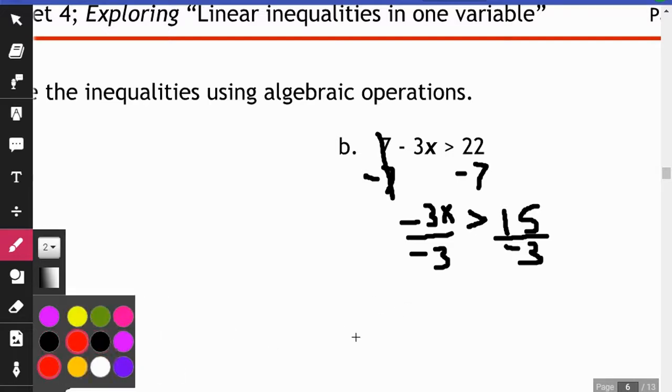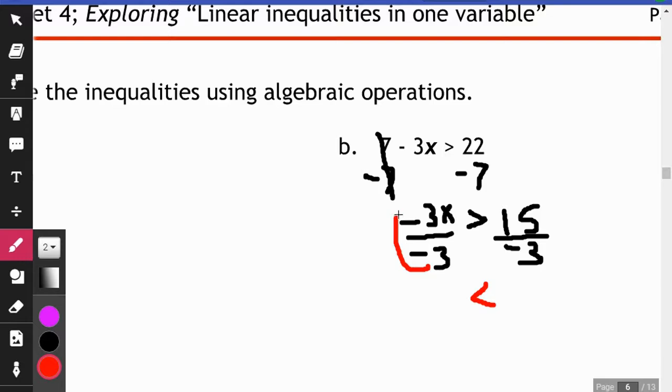I'm going to write it in red. When I divide by a negative 3, I have to turn the arrow around. So these cancel out, and x is equal to negative 5.